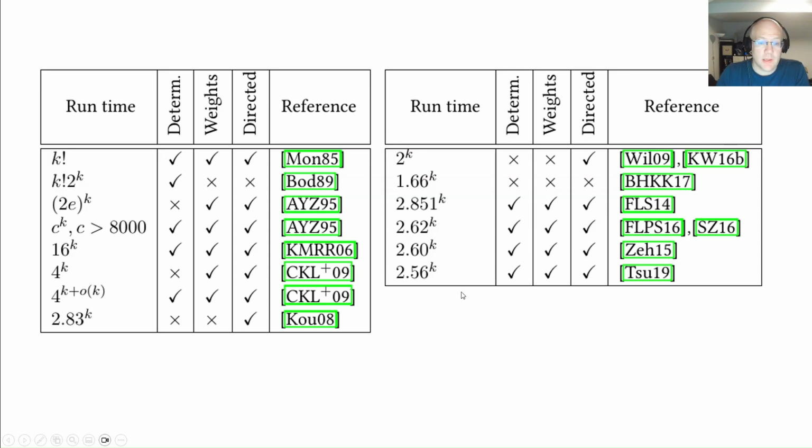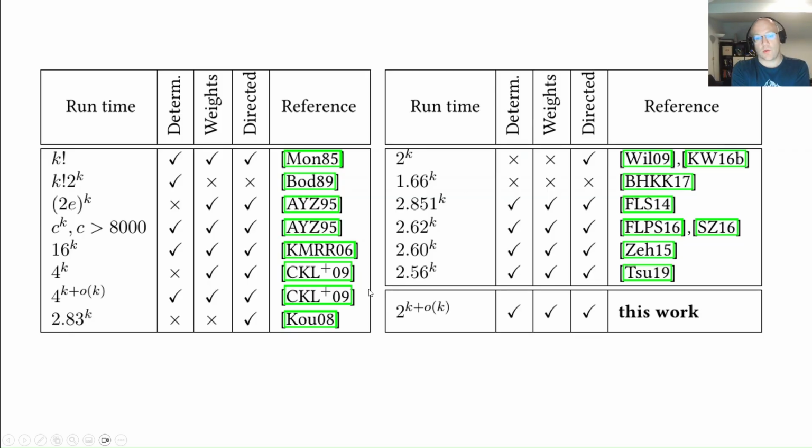As you can see, there are quite some fast algorithms. Actually, there's even an algorithm running in time 2 to the k and one that runs in time 1.66 to the k. But both were not deterministic and were not able to deal with the weights. And what we are doing in this result, in this paper, is we present an algorithm that runs in time roughly 2 to the k, and it has all the desired criteria.